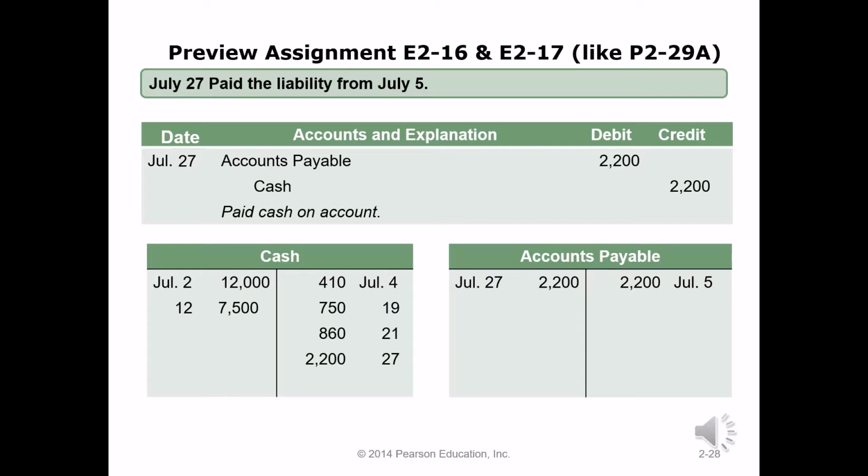All right, with this final entry, we now have 6 entries into our cash account, 2 debits and 4 credits, and we have cleaned out our accounts payable account. We have a credit that showed up in July 5, and then we just now have debited that account to show that we have made that payment.